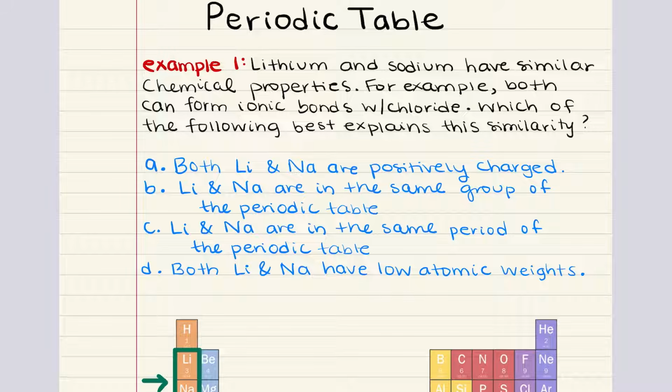Today we're going to be tackling a practice problem set that relates to our lecture on the periodic table. So let's go ahead and get started with problem number 1. Problem number 1 says lithium and sodium have similar chemical properties. For example, both can form ionic bonds with chloride. Which of the following best explains this similarity?